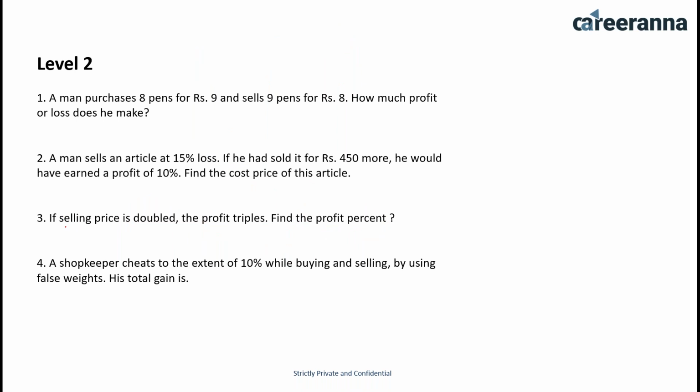Okay, first of all, we have to understand the question. It says selling price is doubled. Selling price is X, and if I double it, it is 2X, right? Due to this, profit was P initially, it became 3P. Why is it so?